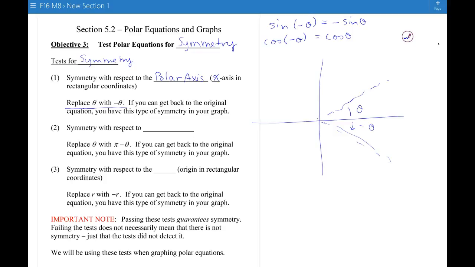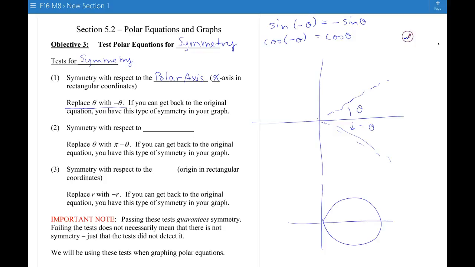If you get back your original equation after doing that replacement and a little manipulation, then that tells you you have symmetry with respect to the polar axis. This type of circle would have symmetry with respect to the polar axis. You can fold it about the polar axis and it matches up.